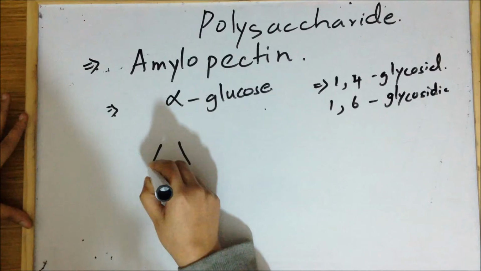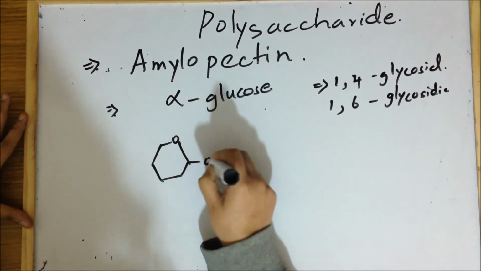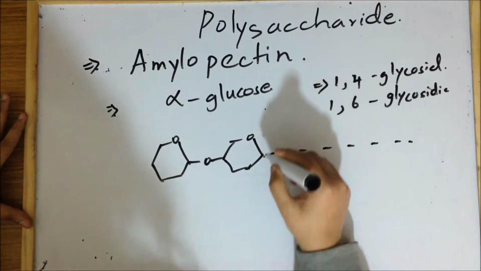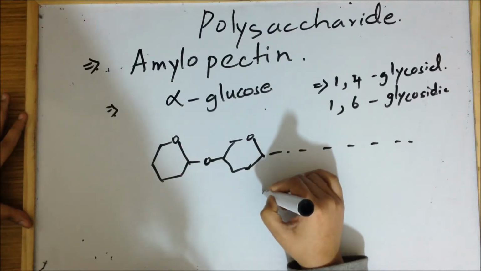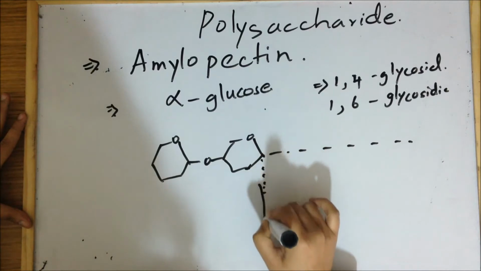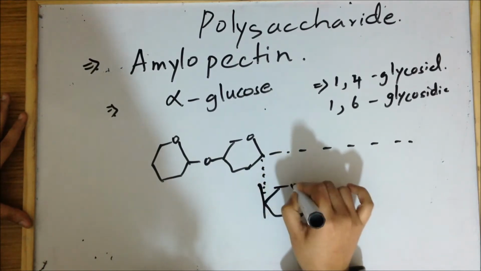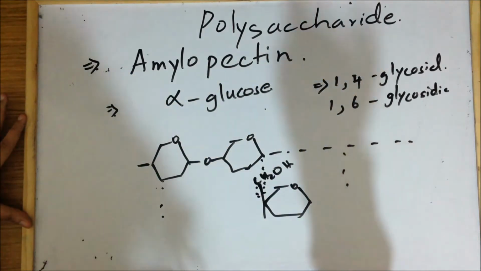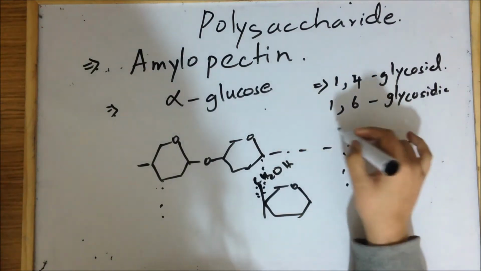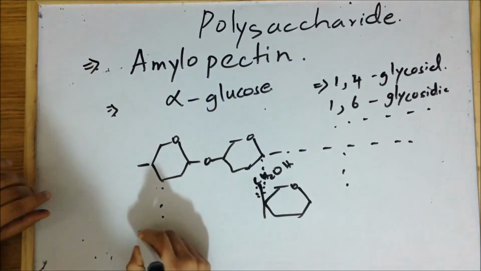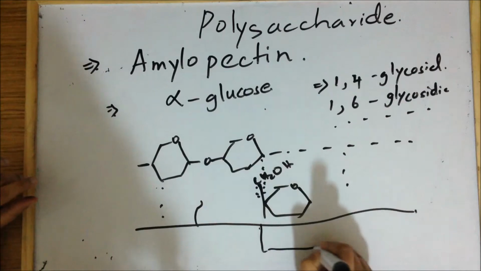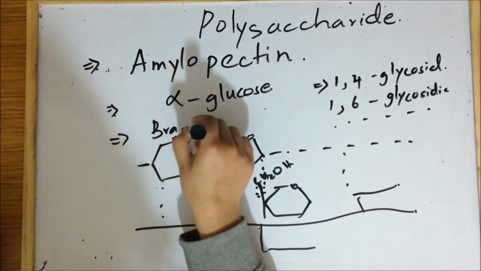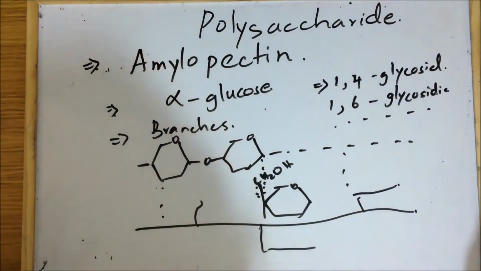So let's say the chain is lengthened by a 1,4-glycosidic bond, like this. Another molecule can bind here to the first carbon and the sixth carbon of a chain. So this is the sixth carbon. In some places the chain will bind to the sixth carbon, which is the 1,6-glycosidic bond. So now the structure looks like chains with branches. So the amylopectin has branches. Okay, that is amylopectin.